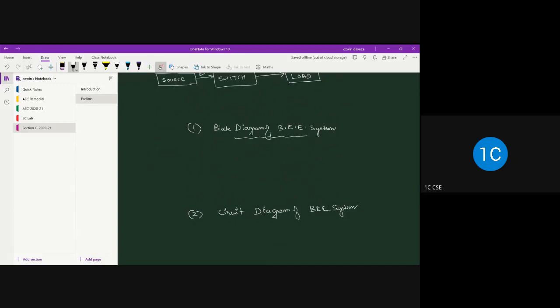While drawing the circuit diagram, I have to take an example, because in the universe there are umpteen examples of electrical systems: fan, light, geyser, television. There are so many. So I will consider a simple fan controlling mechanism. My example is going to be a simple fan controlling mechanism.